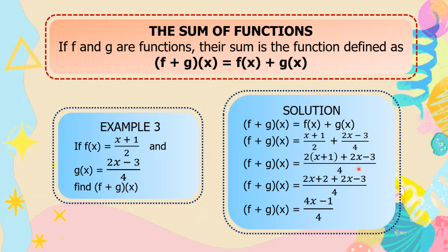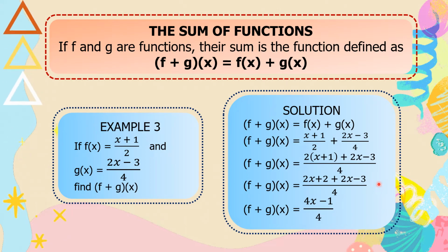Simplifying this, kailangan nating i-multiply yung 2 sa x plus 1. So 2 times x is equal to 2x. 2 times positive 1 is equal to positive 2. Plus, kopyahin natin yung 2x minus 3 kasi wala naman tayong gagawin sa kanya, all over our LCD, which is 4.